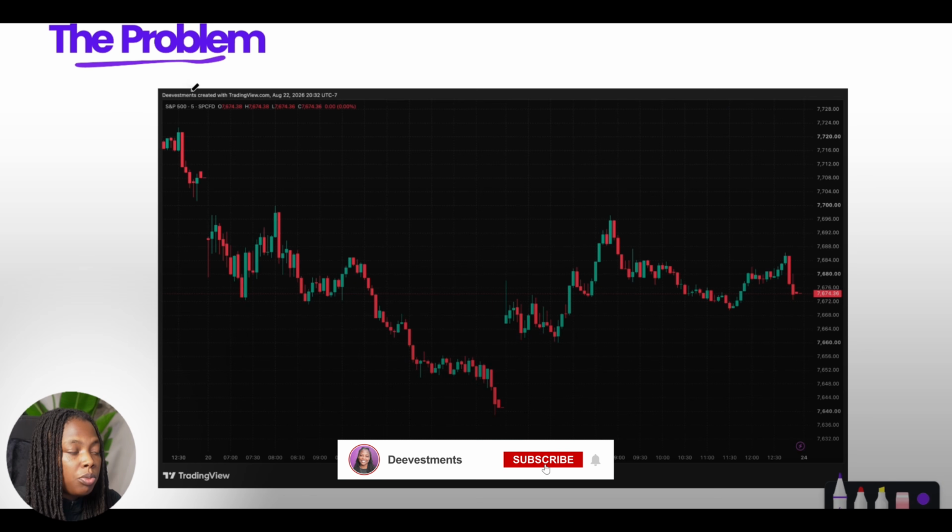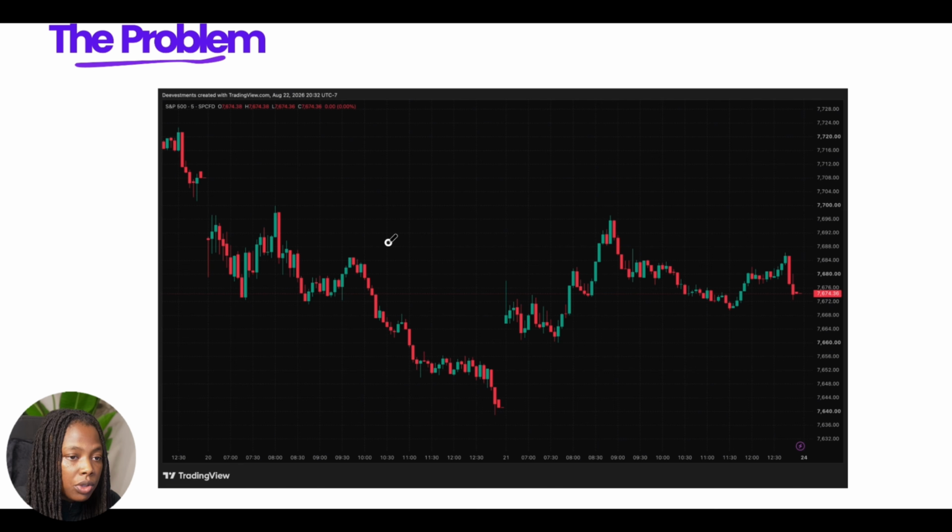So what was the problem? When you look at a chart for the first time, you see candlesticks like this going up or down, and you're wondering, okay, where do I buy? Where do I sell? It's not about reading the candlesticks and understanding bullish candles or bearish candles. You need to know what price is actually telling you.